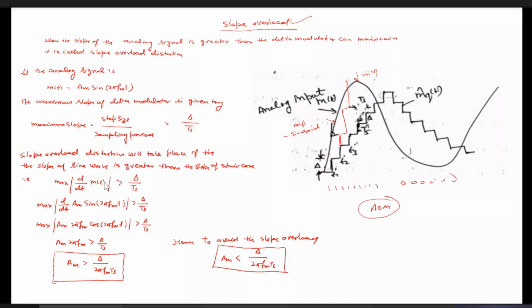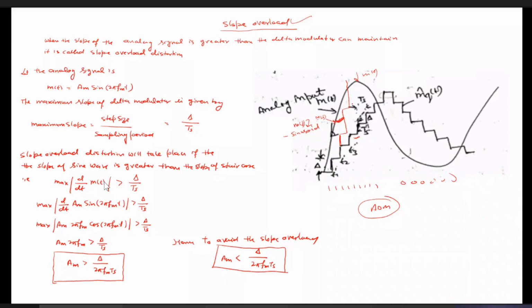So this is our message signal. The slope overload will occur when the slope of this m(t) is greater than the slope of this staircase function. The slope of m(t) is nothing but the differentiation of m(t). Since we are considering a sinusoidal signal, we can easily find the differentiation of the sinusoidal signal.